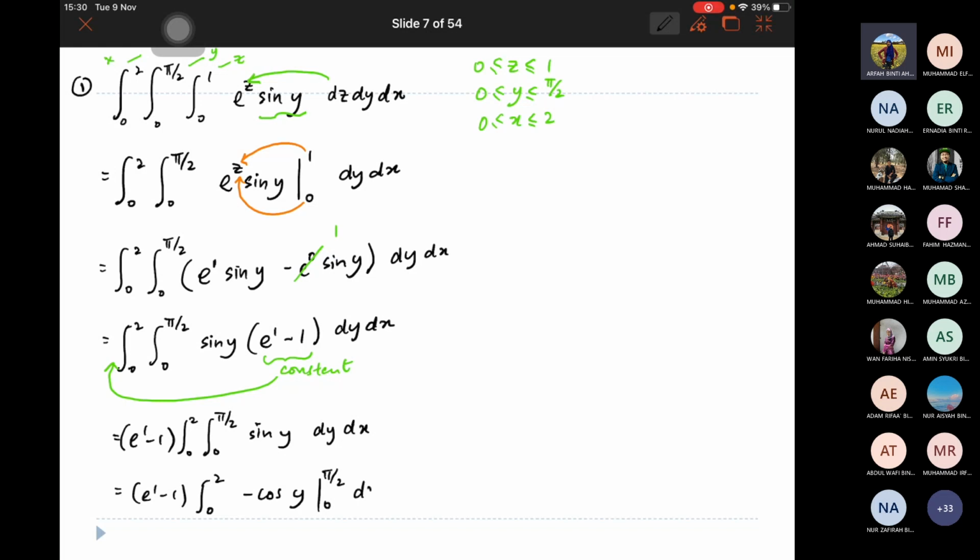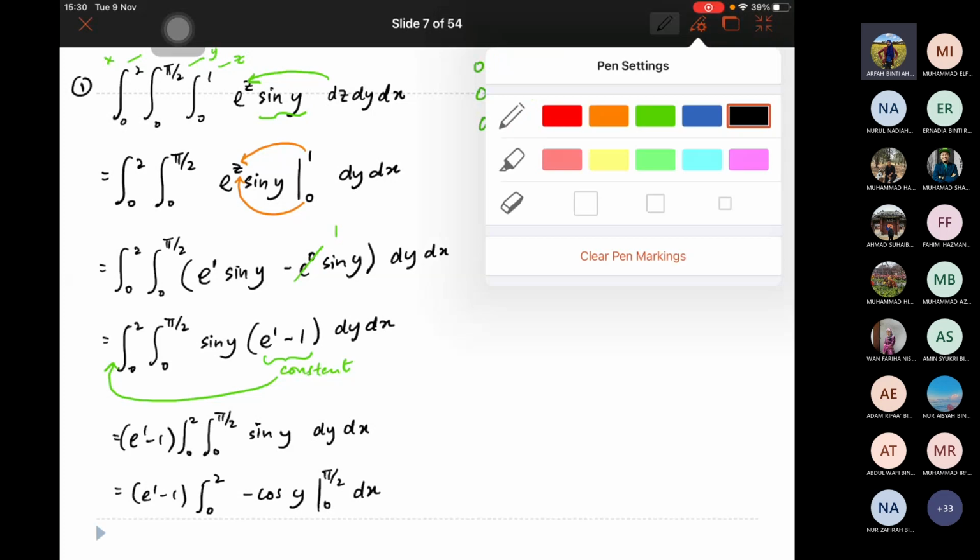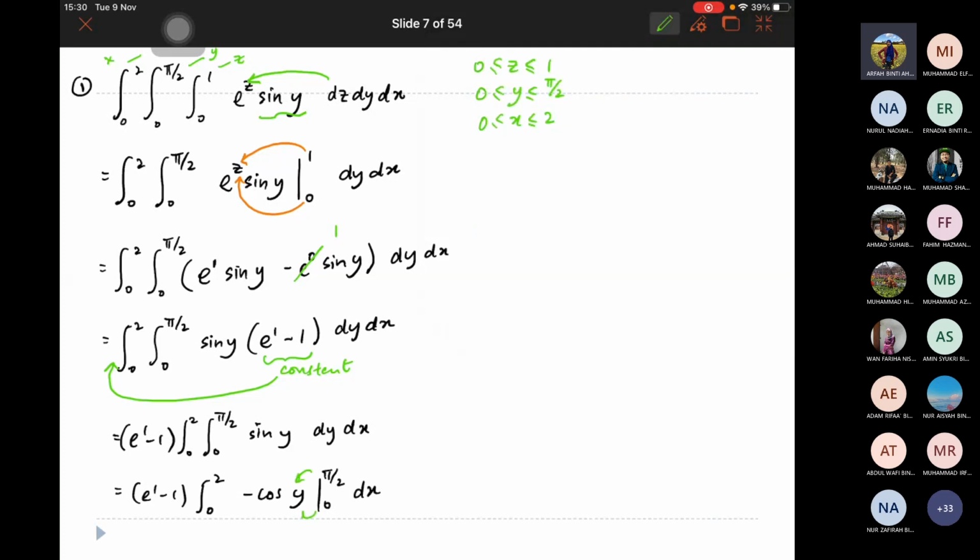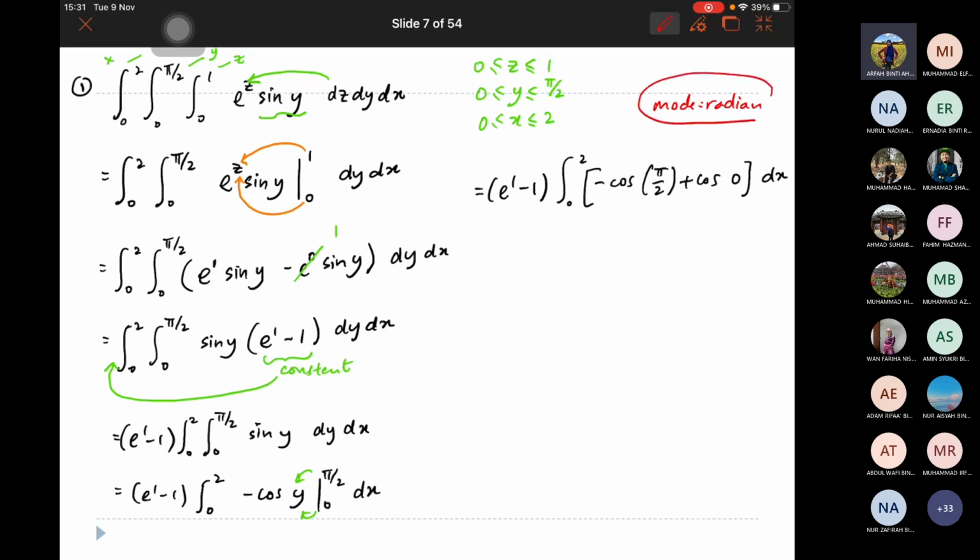Okay, dx. So gantikan y dengan pi per 2 in here. So akan dapat it will be equal to exponential 1 minus 1, integrate 0 sampai 2, negative cos pi per 2 tambah cos kosong, dx. Okay. Make sure mode awak tukar kepada radian. Mode kena in radian. For the whole of this subject, we are going to have only in radian, not degree.